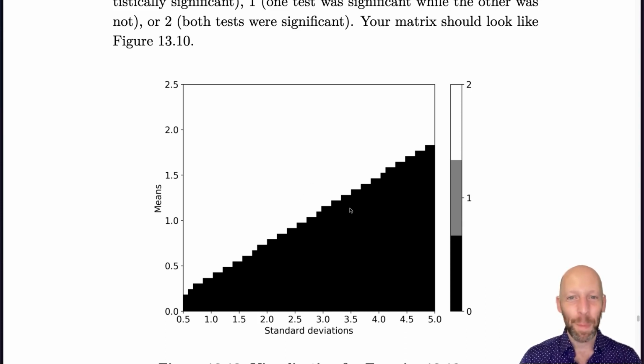It's only black or white. So that means that there was never a single situation in this simulation. There was never a pair of parameters where the two different statistical methods for determining significance gave a different result. There was never conflict. They always led to the same conclusion. Okay, so that is the point of this exercise.